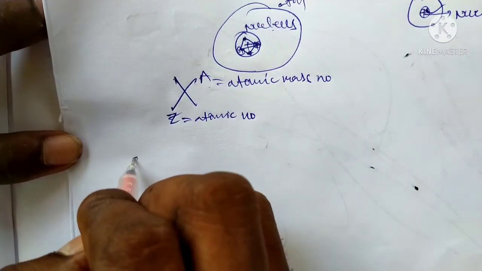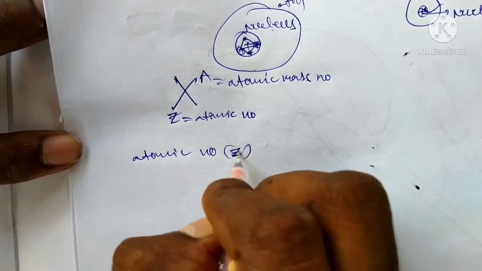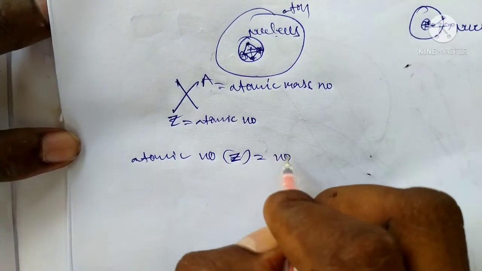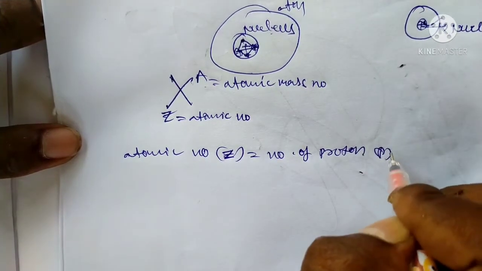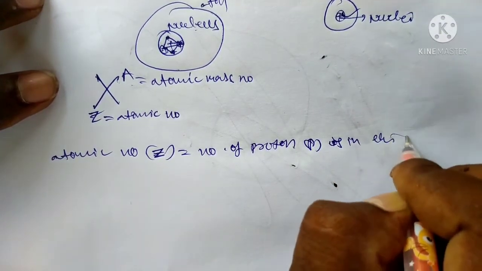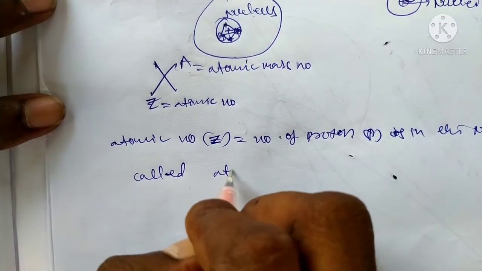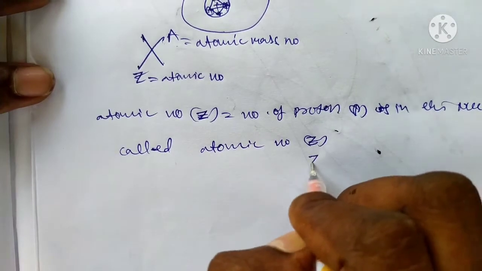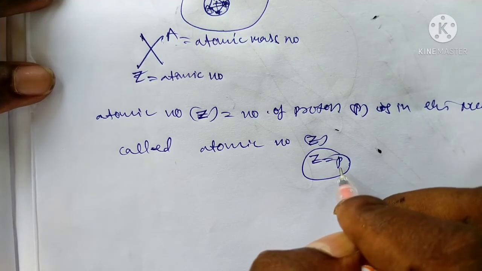Now we discuss the atomic number. The atomic number is denoted by Z. It is nothing but the number of protons, P, inside the nucleus. The number of protons in the nucleus is called the atomic number, denoted by Z. That is, Z is equal to P: the atomic number is equal to the number of protons.